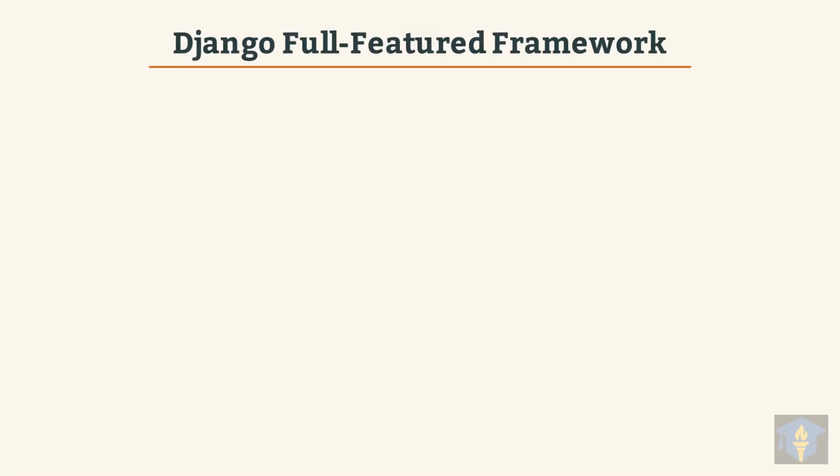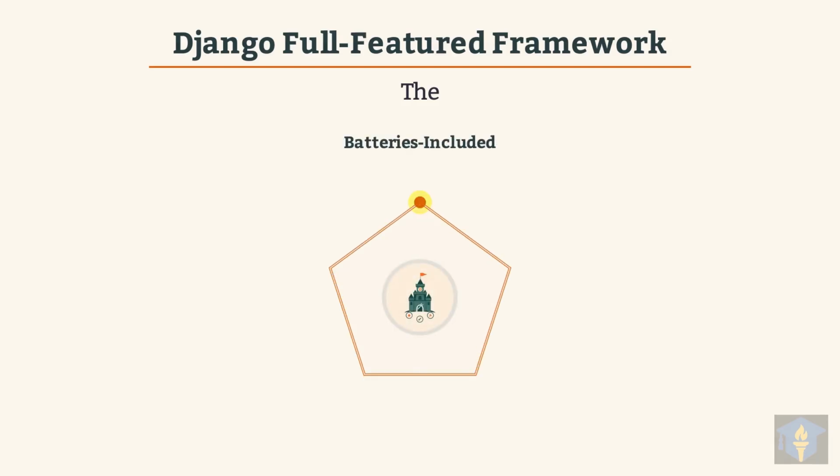Now, let's shift our focus to Django, a powerful, full-featured Python web framework. Django is often called the web framework for perfectionists with deadlines due to its efficiency. Django is a batteries-included framework, meaning it comes with many built-in features. It provides an ORM, authentication system, and an admin panel right out of the box for convenience.